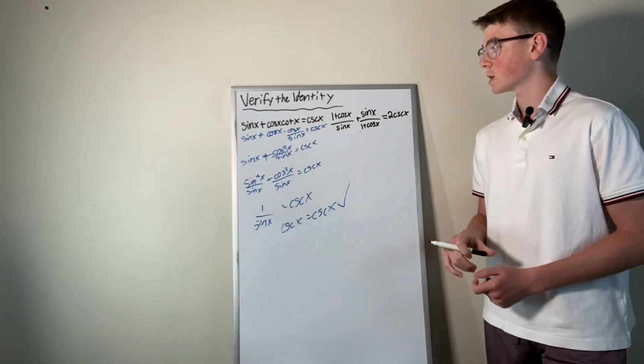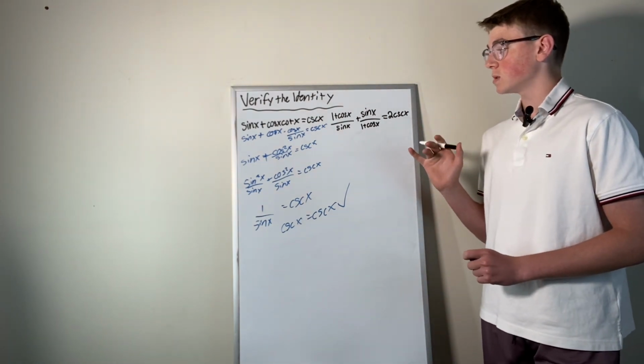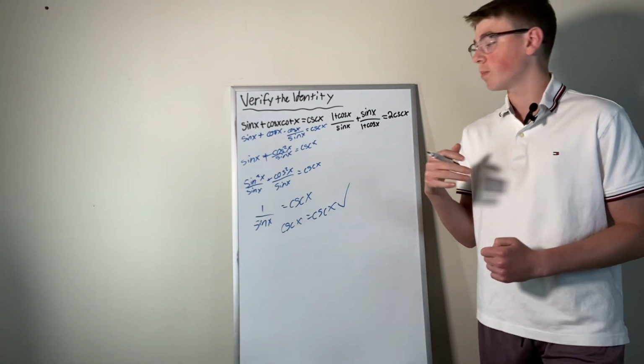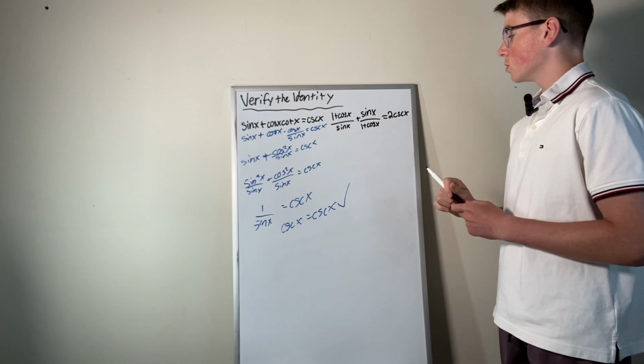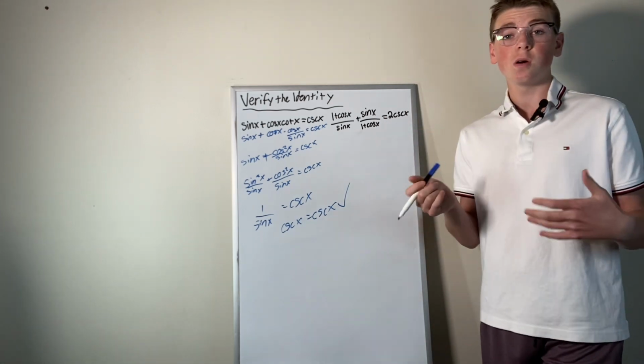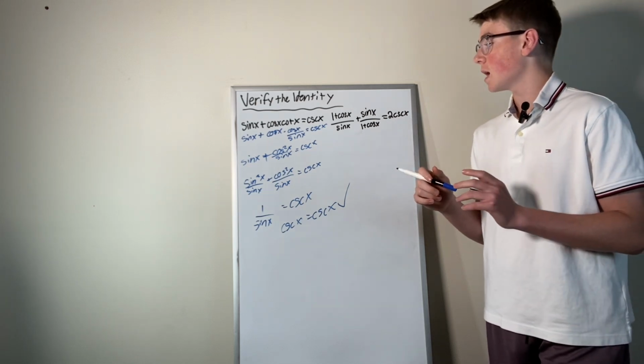Now, let's do our next problem. 1 plus cosine x divided by sine x plus sine x divided by 1 plus cosine x equals 2 cosecant x. Again, I'm going to keep this right side the same, 2 cosecant x.